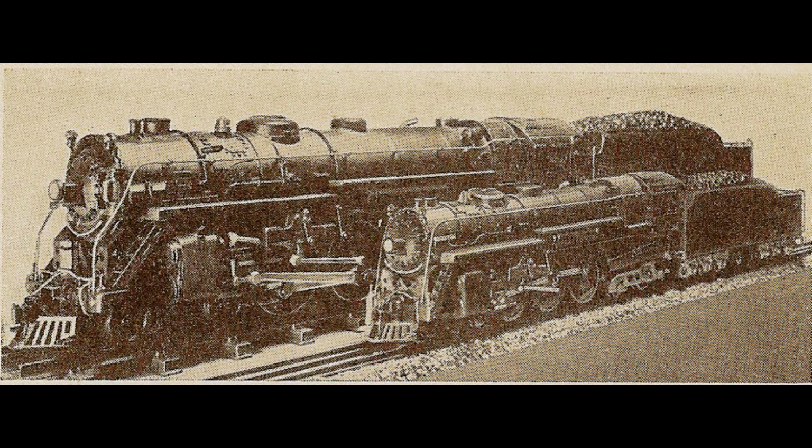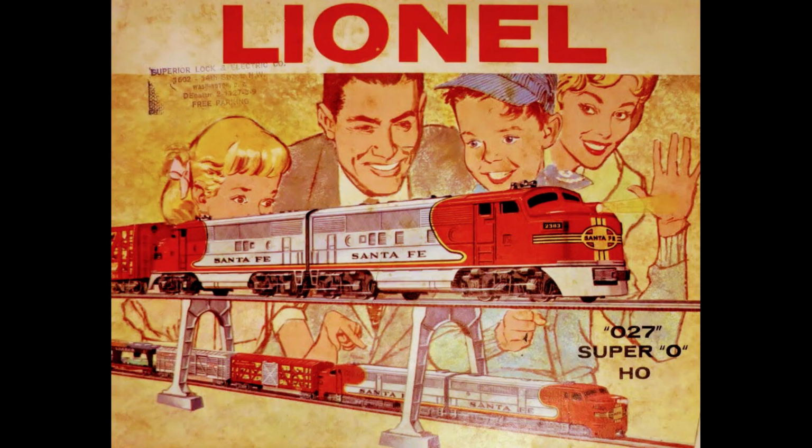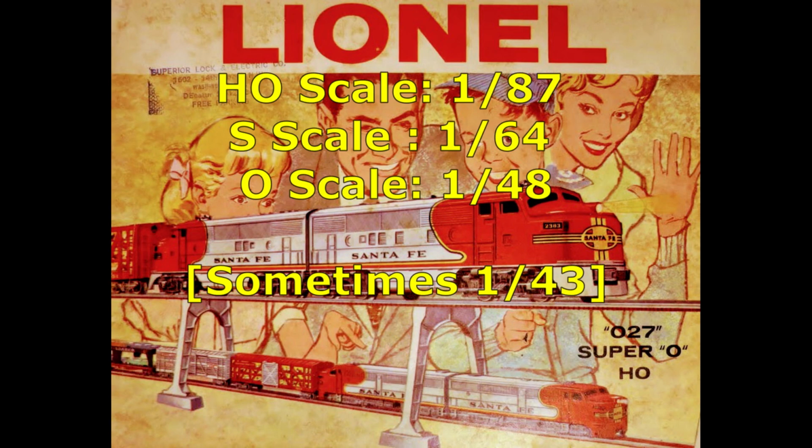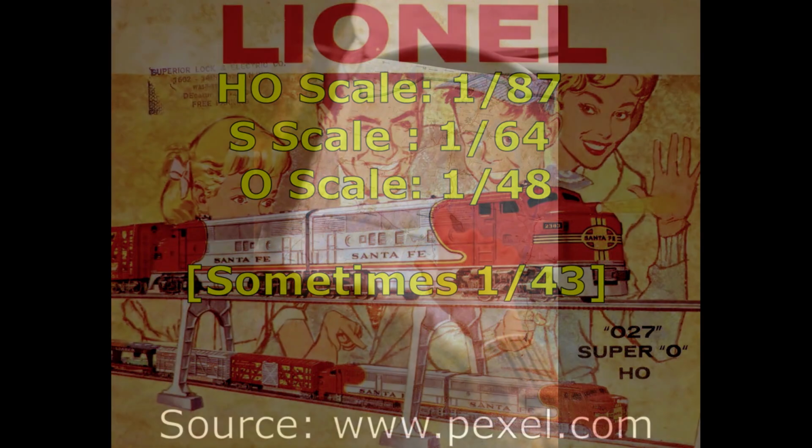So in modeling terms, scale refers to the relative proportion of the model to its real-life counterpart, or prototype, as we say in the modeling universe. HO scale models, for example, are built to a proportion of 1/87th actual size. S scale models are 1/64th actual size. So O scale models are built to a proportion of 1/48th actual size. Or sometimes 1/43rd actual size, but that's another story, especially if you're talking about European prototypes.